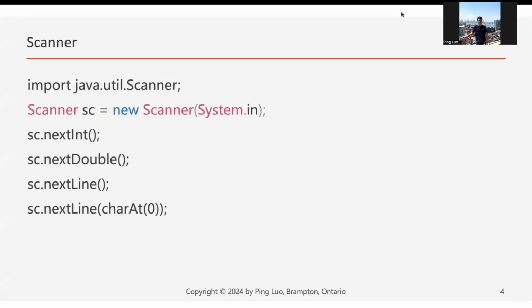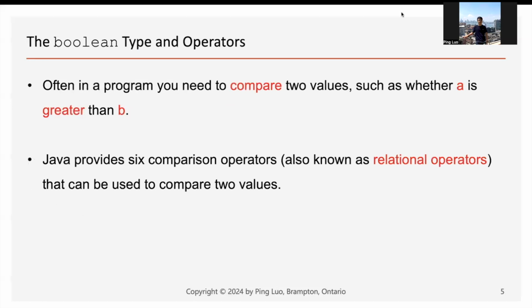And we also learned Scanner. This is a way we use in Java to input something. We learned nextInt for integers and nextLine for strings. And we also learned the Boolean type. The Boolean type is just true or false. It's a type used for conditional statements, right? If the condition is true, we do something. If the condition is false, we do another statement. And Java also provides many operators for us to do this kind of comparison and obtain Boolean data.